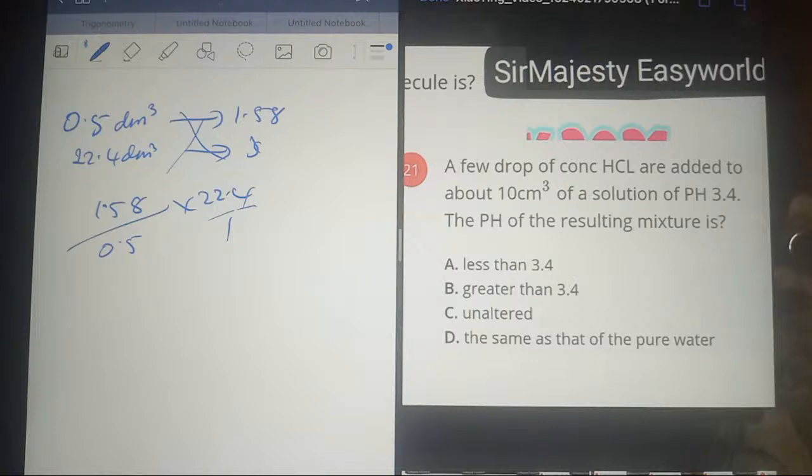Remember that pH is the measure of the negative logarithm of hydrogen ion concentration to base 10. That's the negative log of hydrogen ion concentration that represents your pH, and pH means potential hydrogen. If you add more acid, you are increasing the concentration and thereby decreasing the pH. So the pH will be less than 3.4, because the more acidic a solution becomes, the lower the pH. If you increase the pH of a solution, you are making it more alkaline than acidic. But when you lower the pH, you are making it more acidic than alkaline.